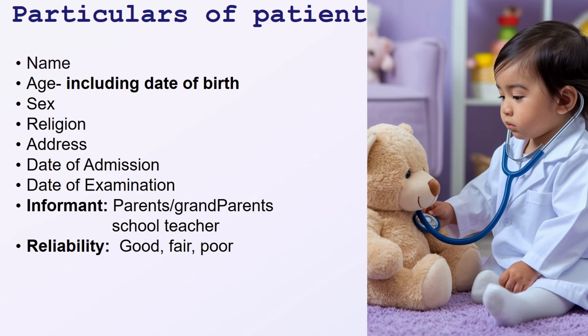Because an orphanage guardian cannot tell details about the birth history, as they bring the child maybe later, maybe at 2 years or 3 years, then they can't say about the development of the child also. So the history is not going to be so reliable. If it is from the parents, that will be reliable.